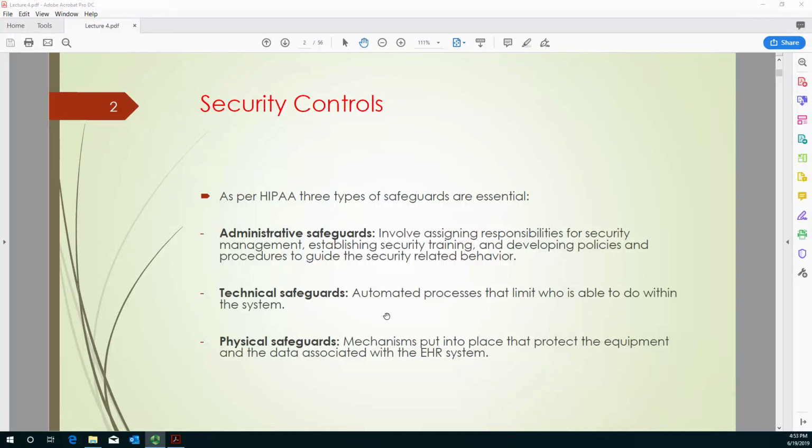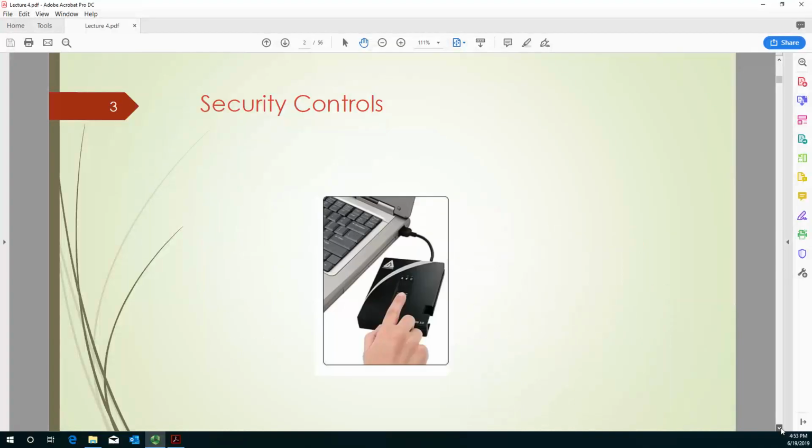Administrative safeguards touch upon the idea of data governance and information governance that we discussed in lecture 3. So security controls are very important when it comes to accessing patient data. Here we have the example of the biometric device, which identifies or authenticates a particular person before providing that person access to patient data.